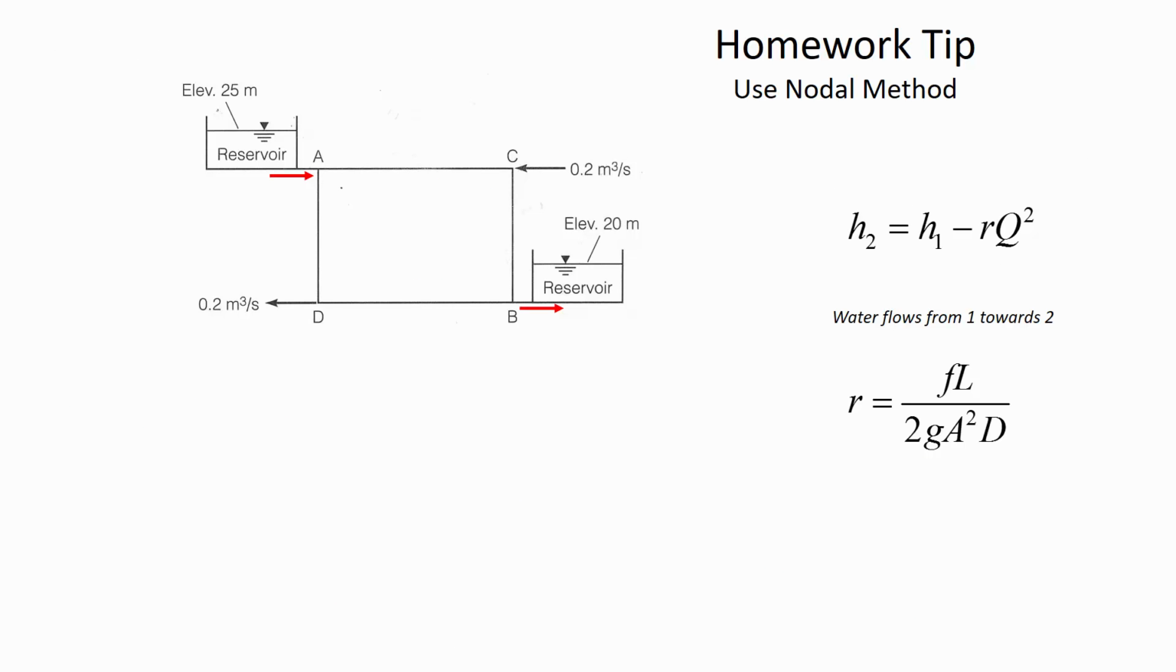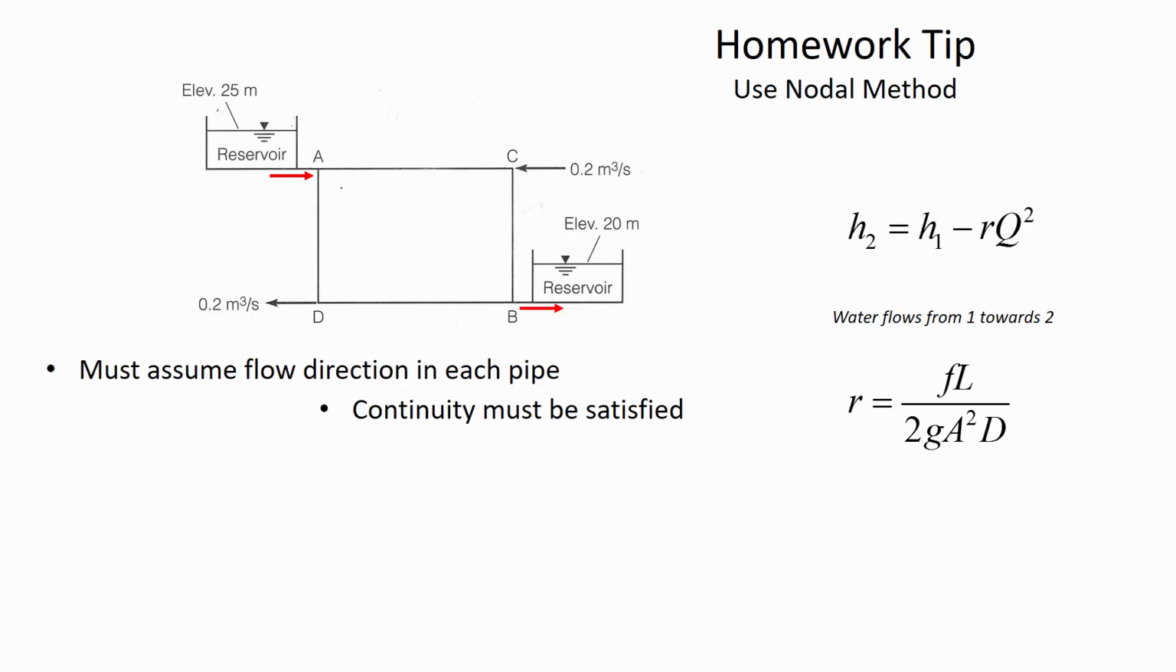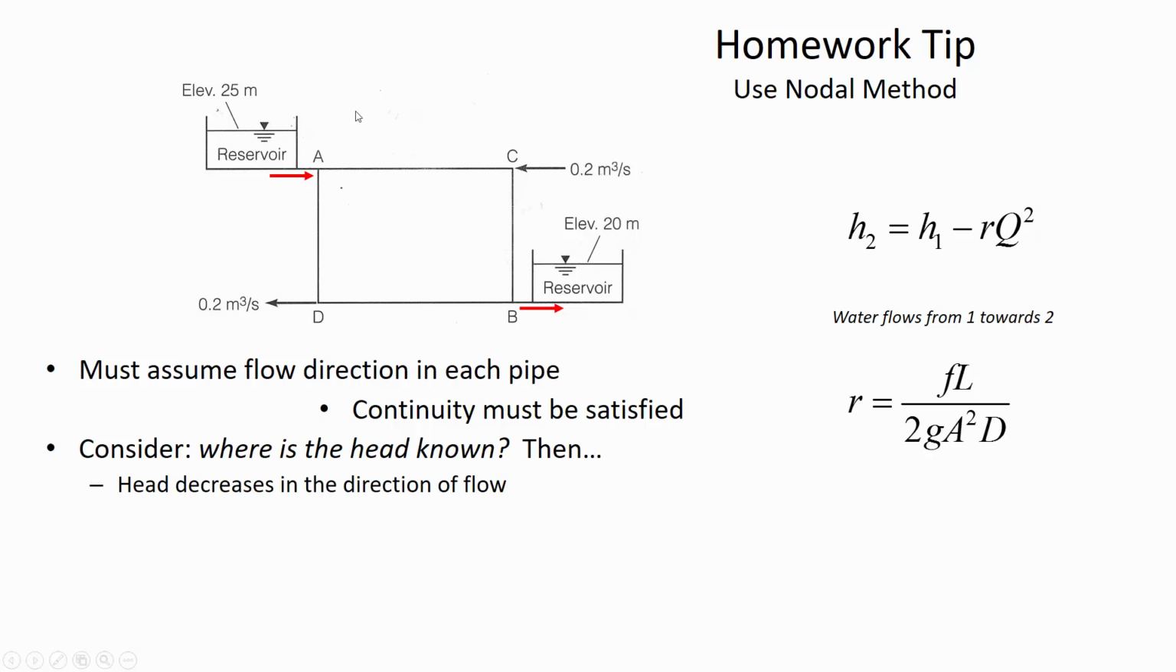All right, this one. Now that you've done the Hardy-Cross method, you may look at this and say, hey, there's a loop. I want to apply the loop method here. But it's not. You need to solve this one by the nodal method, which is what we talked about last time. So you have to assume a flow direction to solve this problem, and continuity has to be satisfied when you do that. And we know the head at A and B because it's immediately connected to these reservoirs. So we know that head decreases in the direction of flow. That is, there's energy loss in the direction of flow.